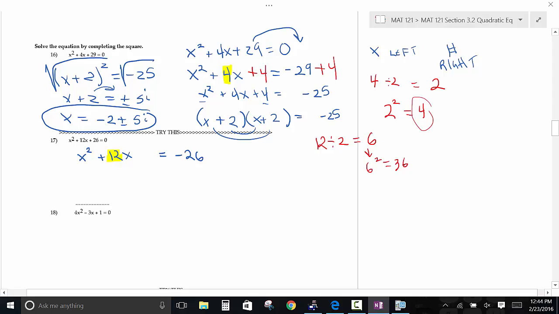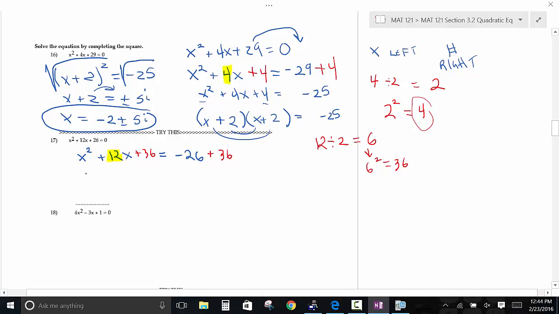So what do you add to both sides? 36. Okay, so I've kind of got the first couple of steps up here. You move the 26, and then again you take half of 12, which is 6. 6 squared is 36. That's the completing the square step. Then once you get to this point, if you can factor okay, you should be able to get this fine.